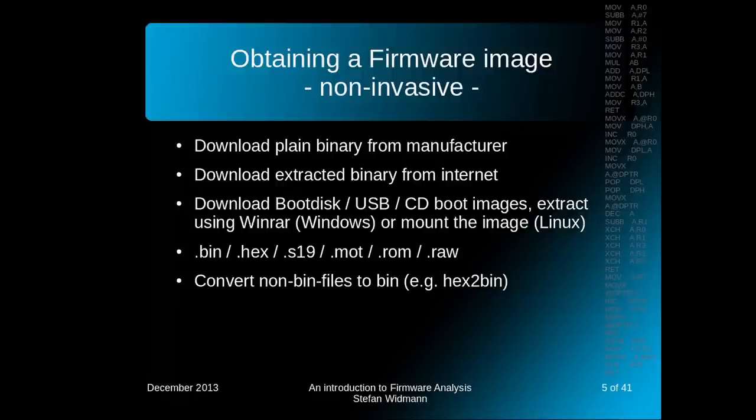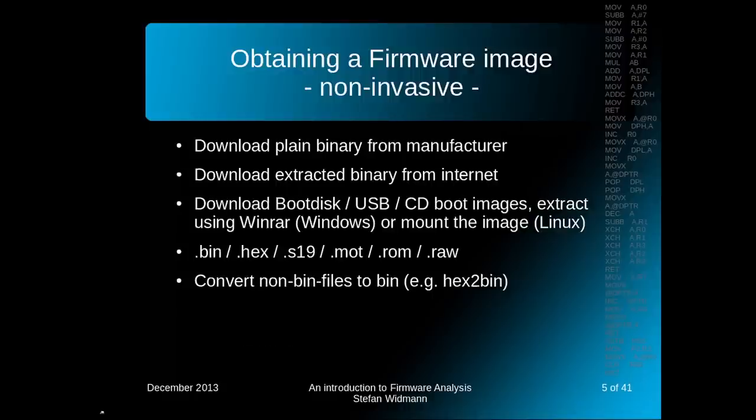So we will first try to download it as a plain binary from the manufacturer. Or maybe somebody else has already extracted a binary and placed it on the internet. You can try to download a boot disk, USB, CD-ROM boot image, whatever the manufacturer provides, and extract it using, for example, WinRAR on Windows or just mount it on Linux. Search for files named bin, hex, S19, mod, like Motorola, ROM, or RAW. Most times, bin, ROM, or RAW files are already real binary files. Non-binary files should be converted to bin files, for example, with converters like hex to bin.